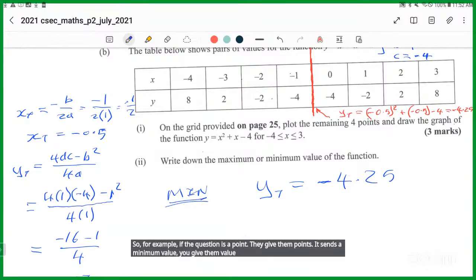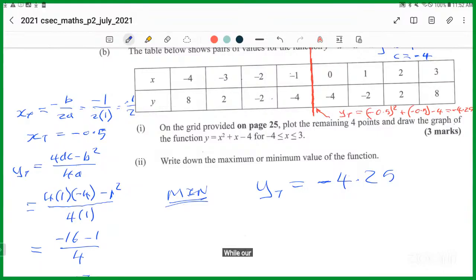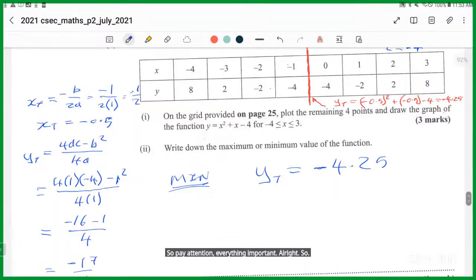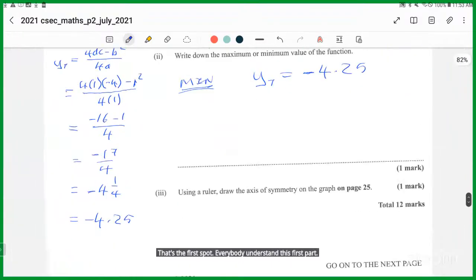If they ask for a value of x, you give them a value of x. If they ask for a value of a function, the value of a function is a y value, so you must be giving them a y value. If the question asks for values, plural, it means more than one, so you're looking for more than just one value. So pay attention, everything is important. All right, so that is it. That's the first part. Everybody understand this first part? So I can move on.